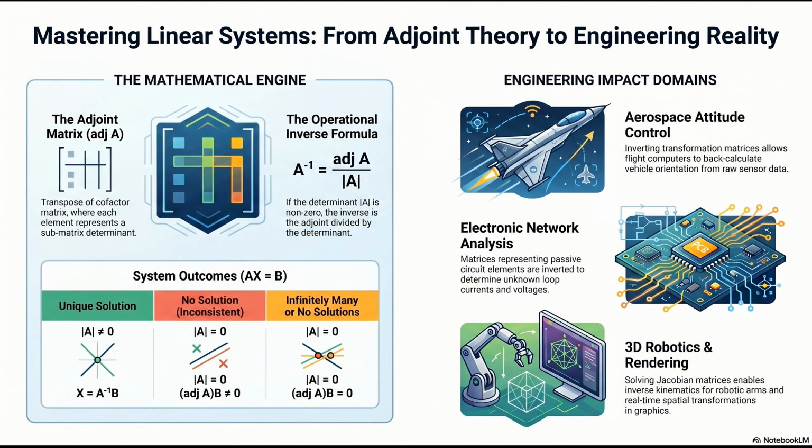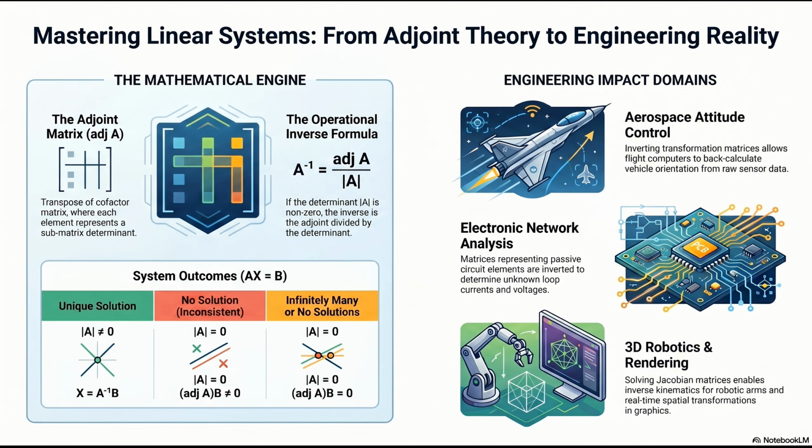Exactly. But if the adjoint of A times B equals exactly 0, the system is classified as dependent. Dependent meaning what? Meaning there are either infinitely many solutions or none at all. The equations inside your factory are redundant. You don't have enough independent information to pin down a unique truth. Which, if you're an engineer building a bridge or steering a rocket, is terrifying. You need a unique solution. You absolutely do. And that transitions us perfectly from abstract theory to the physical world.